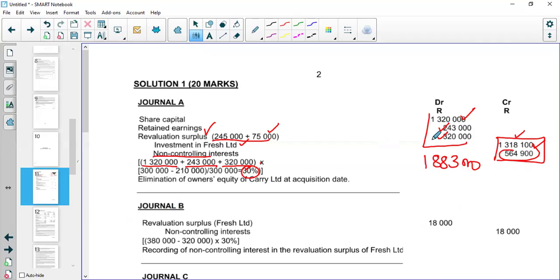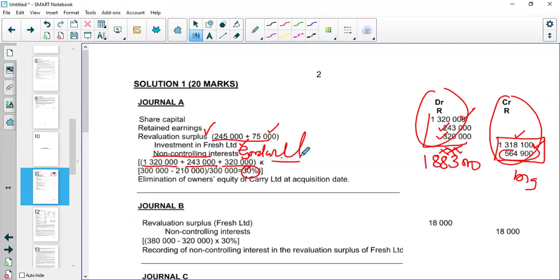So which means that there is no goodwill, right? Because the debit side is equal to the credit side. If the credit side was bigger, right, then the balancing figure on the debit side would be the goodwill, right? So that would be the journal entries that we have to do to eliminate acquisition, right? So I don't think that is difficult. That should be very easy to follow.